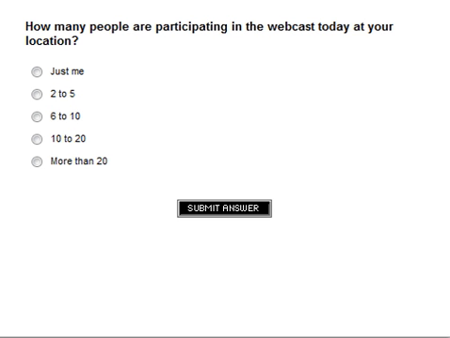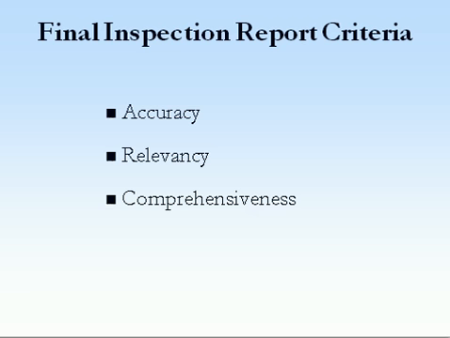And then comprehensive. You want to make sure that that report has all of the information that they need, all the information that somebody would need to understand exactly what happened during your inspection. So if you have photographs, if you reference other reports, you want to make sure that all of that is spelled out as clearly as possible so that anybody, a state person, an EPA person, a third party that's looking at your inspection can understand what you saw and what happened. So that concludes this part of the presentation.